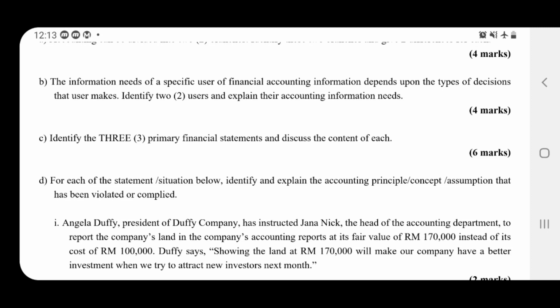Investor, most of the time, the information that they need is the profit of the business. The reason investor needs information about the profit of the business is that the investor wants to make investment decision. Most of the time, if a business makes profit, then investor will invest. If a business is making loss, then the investor will not invest.